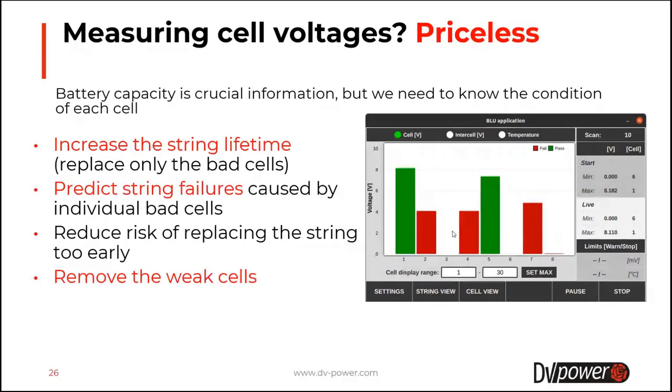As we can see, voltage measuring is important and priceless because it allows you to replace just bad cells of the string instead of replacing the entire battery string.